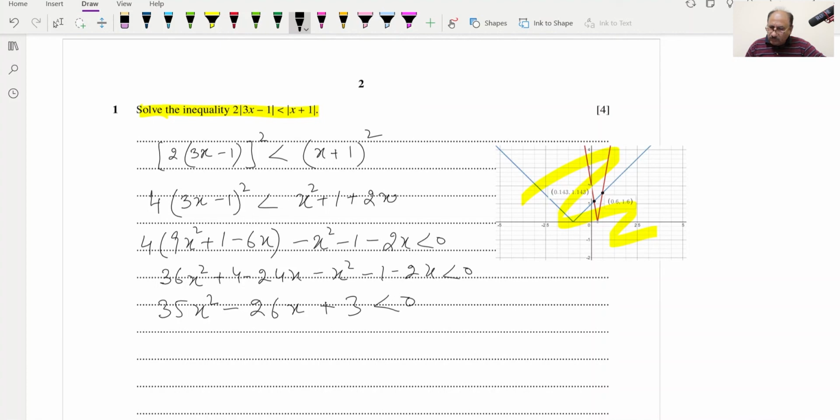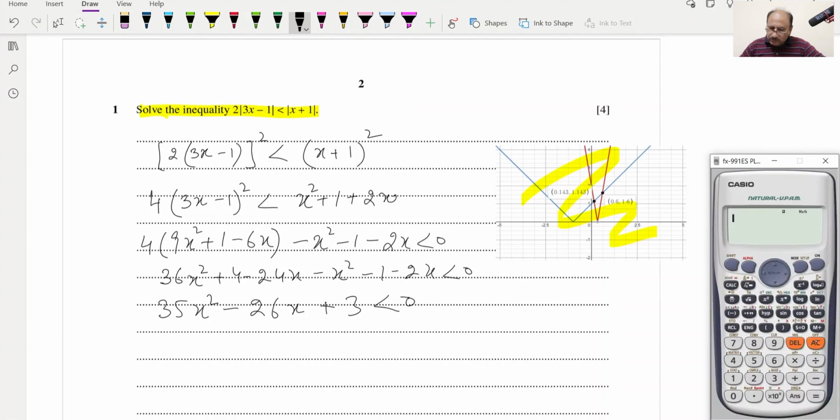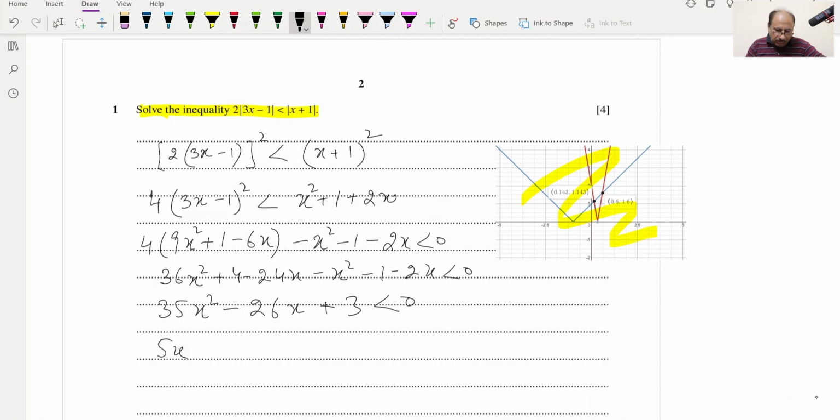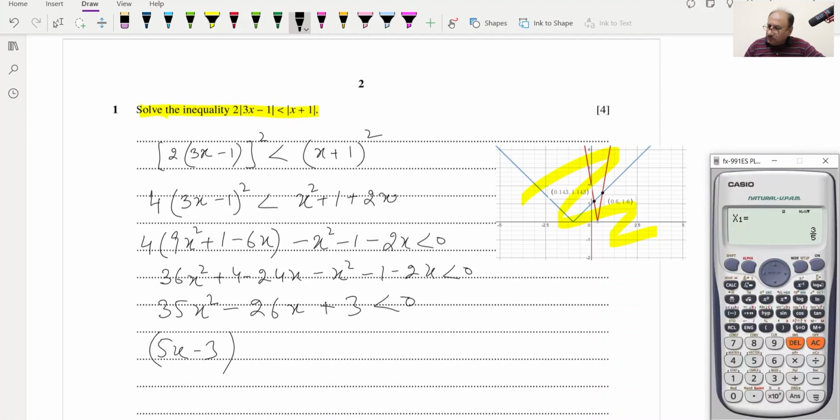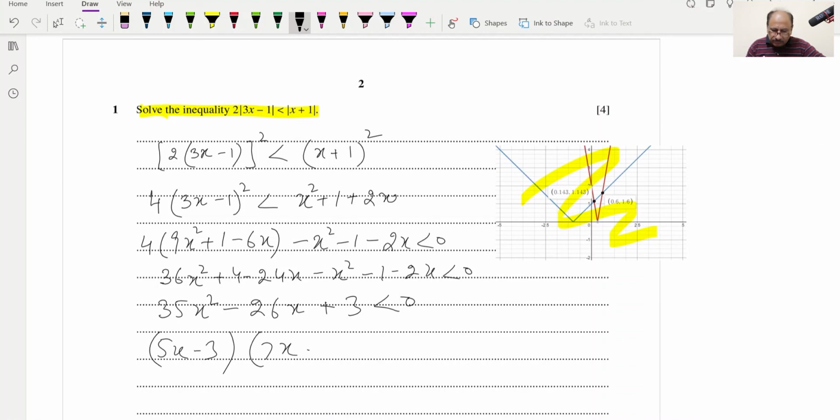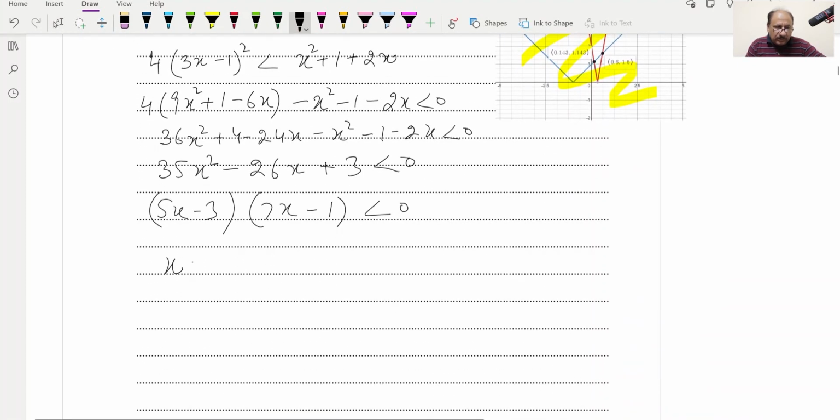We can find the solution for this quadratic. You can use factorization or the quadratic formula, and I'm using the calculator also. Mode 5 3, the coefficient of x squared is 35, the coefficient of x is minus 26, and the constant is 3. So we'll get 3 by 5, so we can write 5x minus 3, and the second value will be 1 by 7, so we can write 7x minus 1, is less than 0. So these will be the solutions. We can write x is equal to 3 over 5, and the second solution will be x is equal to 1 by 7.